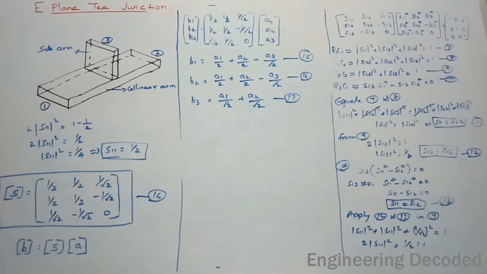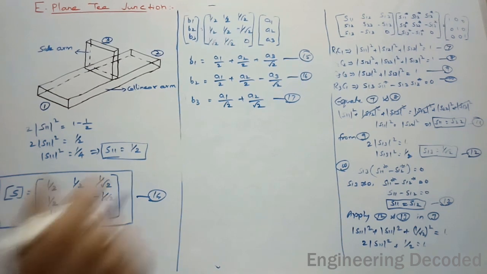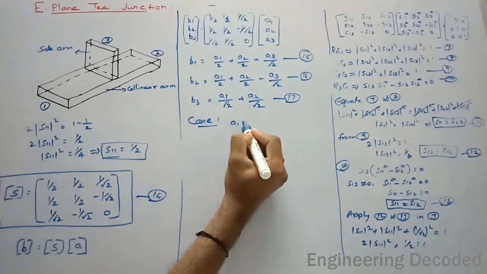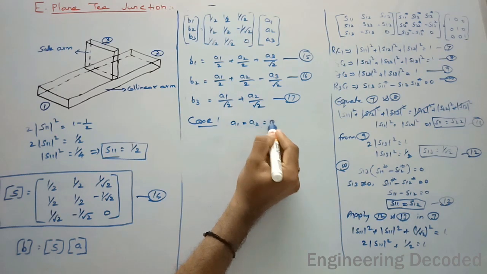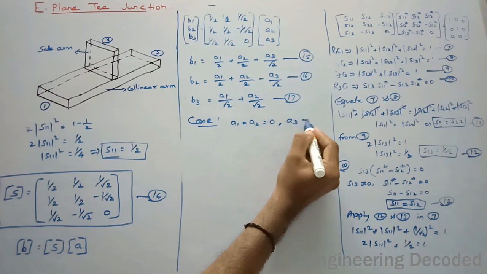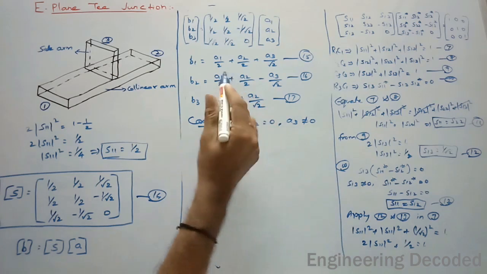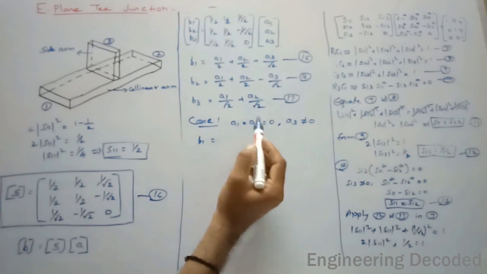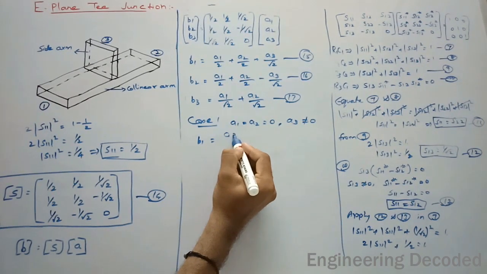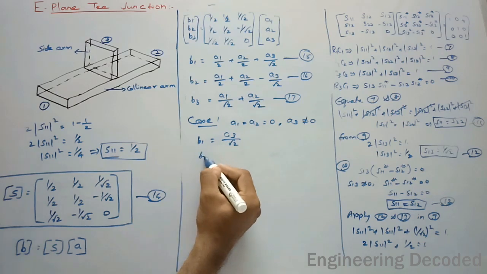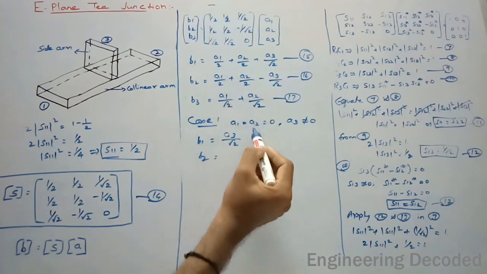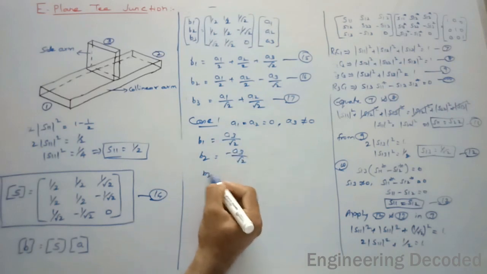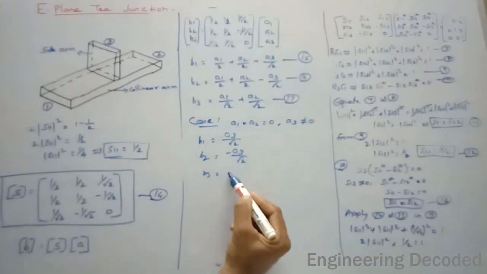So here we can apply some cases. The first case, case 1: A1 equal to A2 equal to 0 and A3 is not equal to 0. We can apply this condition in equations 15 to 17. So B1 is equal to, A1 and A2 are 0, so these two terms become 0, and we will have only A3 by root 2. B2 equal to, A1 and A2 are 0, so these two terms will not be there, we get A3 by root 2. B3 equal to, A1 and A2 are 0, so B3 equal to 0.